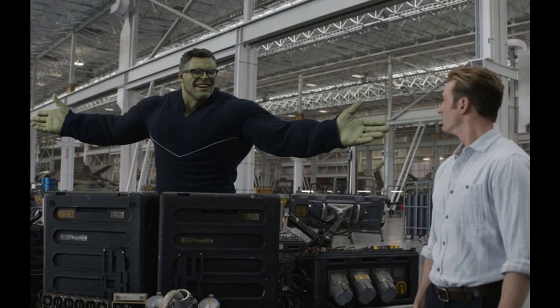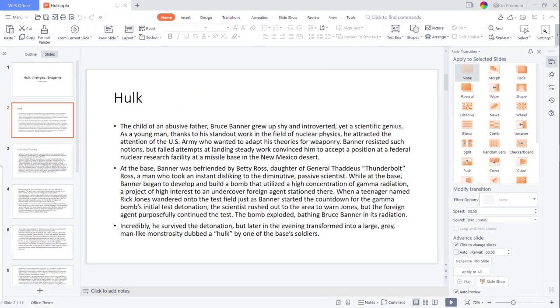My name is Fouad Hanen, and for my part, I'm going with the Hulk in Avengers: Endgame. Let's start. Hulk. The child of an abusive father, Bruce Banner grew up shy and introverted, yet a genius scientist. As a young man, thanks to his standout work in the field of nuclear physics, he attracted the attention of the U.S. Army, who wanted to adopt his theories for weaponry.